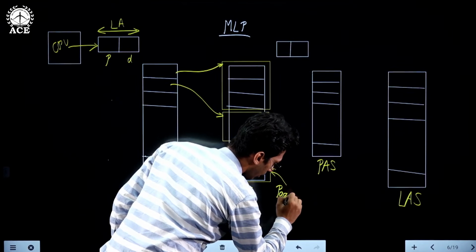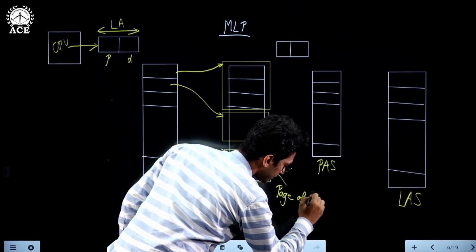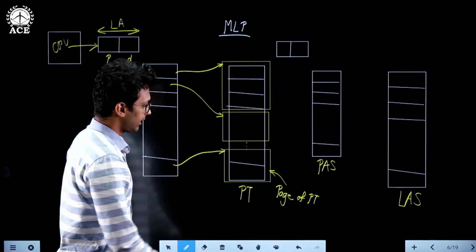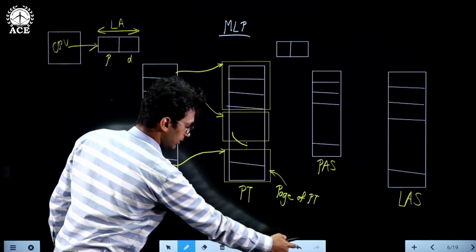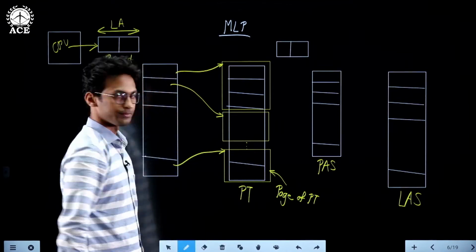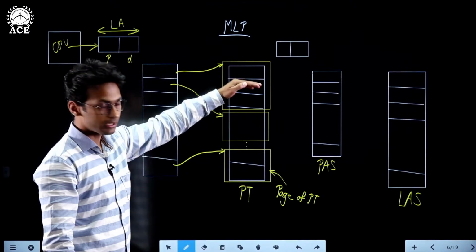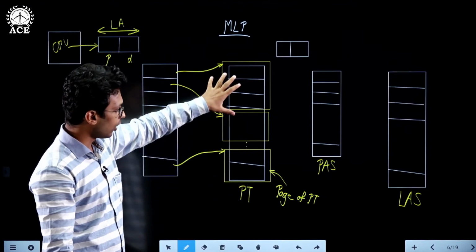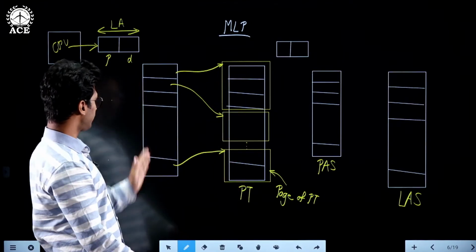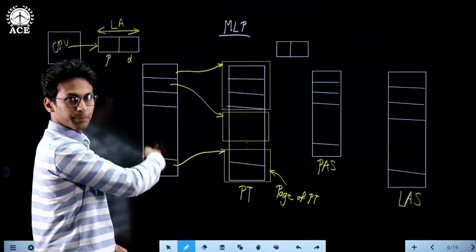This is page of page table. This was the entire original page table, isn't it? We divided it into pages of frames. Now, how many such frames are there? That many entries will be there in this newly generated page table.